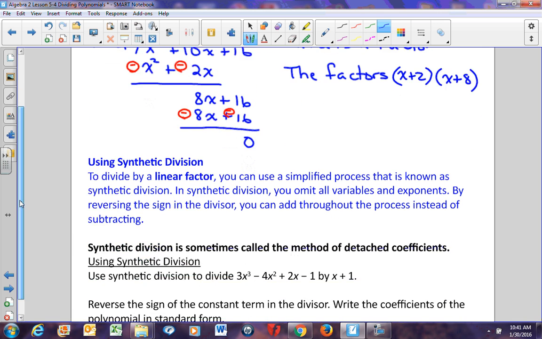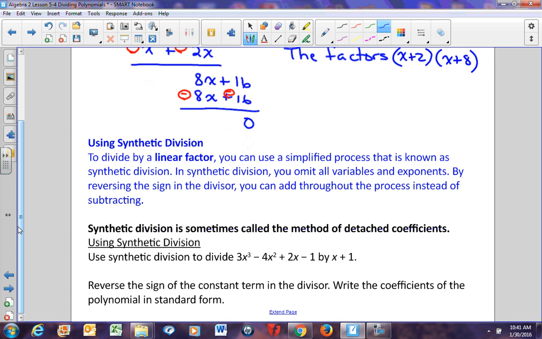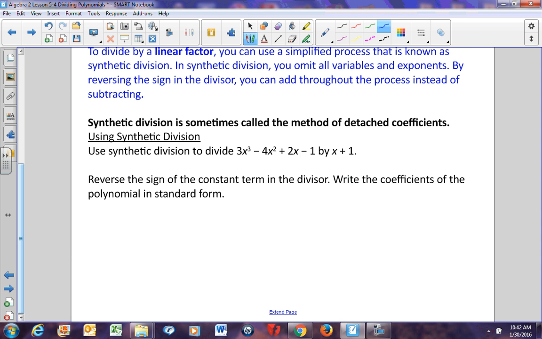Now, there's this really cool thing called synthetic division. To divide a linear factor, you can use a simplified process that is known as synthetic division. In synthetic division, you omit all the variables and all the exponents. By reversing the sign of the divisor, you can add throughout the process instead of having to subtract. It makes your division much easier. It seems a little complicated, but actually it's really, really easy. Synthetic division is sometimes called the method of detached coefficients because you detach the coefficient from everything else.